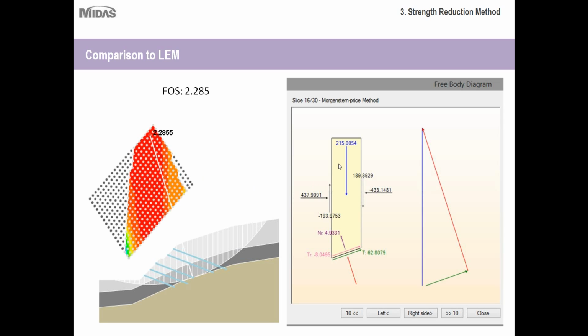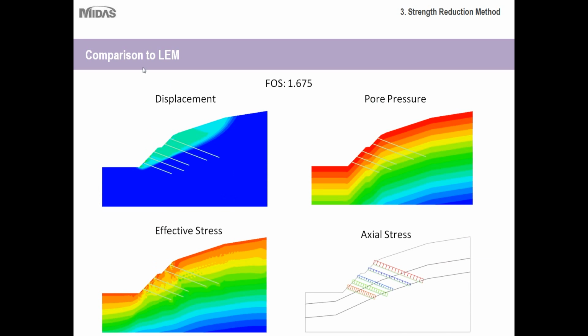And with the program you can get all of the different forces acting for each slice along your failure surface. Whereas with the finite element method, instead of just the factor of safety, which is calculated for you, you also get the displacement here. You get pore pressure, if you're running a drainage system or different water levels. You get the effective stresses acting on your soil elements. And then you'd also get your axial stresses for any tiebacks or any support structures.